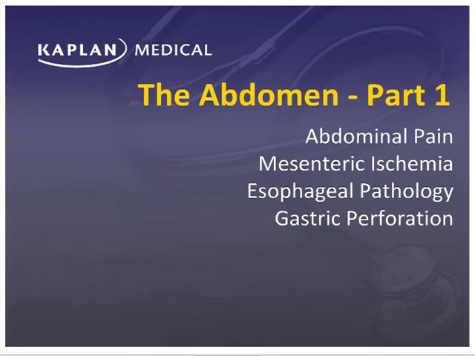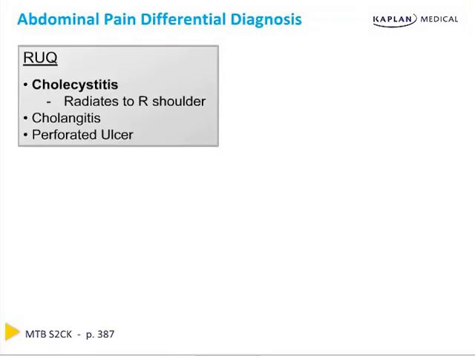We will start by discussing the differential diagnosis of abdominal pain, and then we'll individually cover the commonly tested diseases, including mesenteric ischemia, esophageal disorders, and gastric perforation. When you encounter a question stem about a patient with abdominal complaints on your Step 2 CK exam, you should immediately begin developing a differential diagnosis in your head, and as you read the information presented, try to narrow that differential.